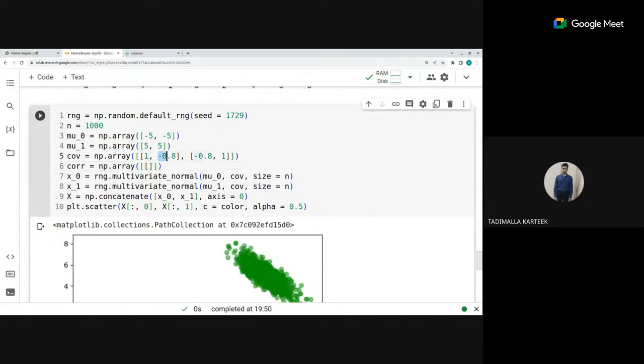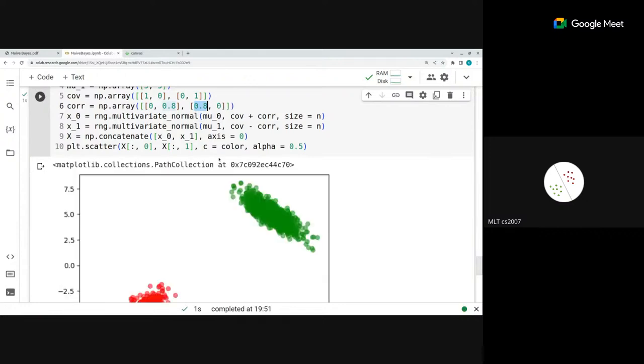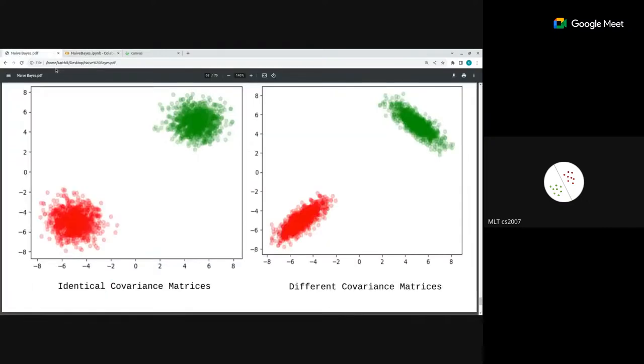we can make one positive and the other negative. What I'll do is give different covariance matrices for the two classes. I'm going to add this matrix in one case and subtract this matrix in the other case. The off-diagonal entries are 0.8; for one I'm adding the off-diagonal entries, for the other I'm subtracting them. This is what happens. This is positively correlated, that is negatively correlated, so that is the graph that you see here.